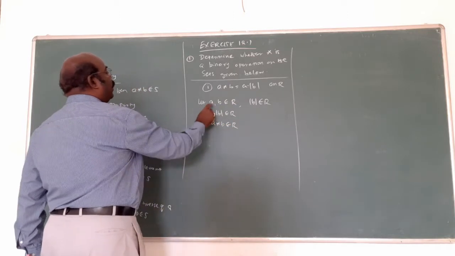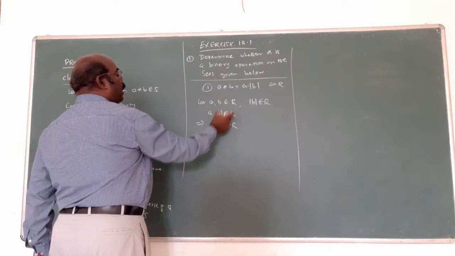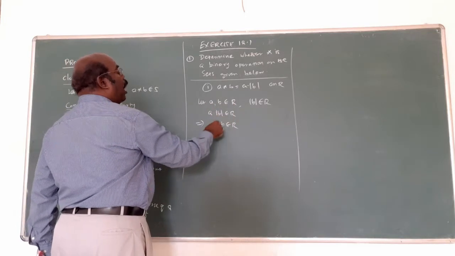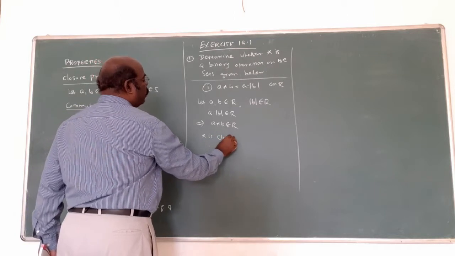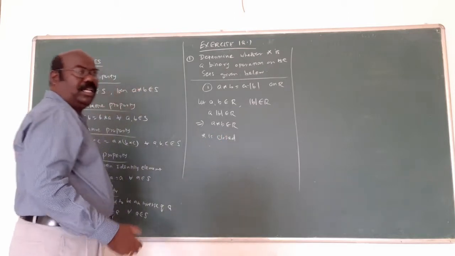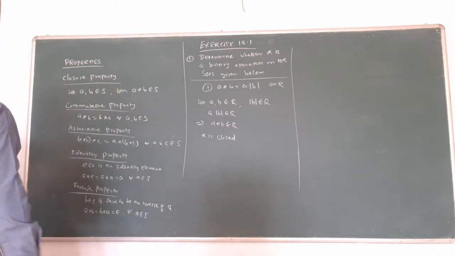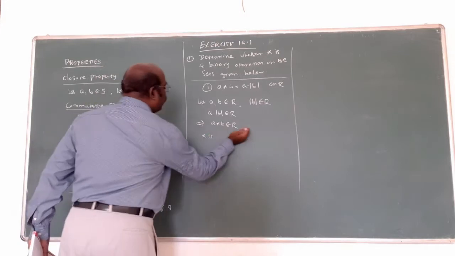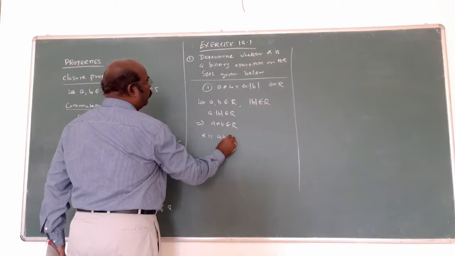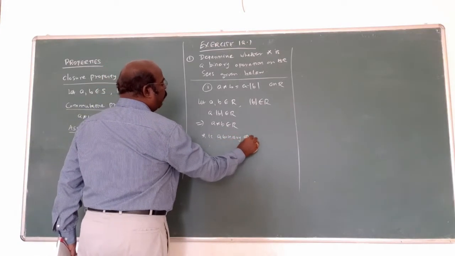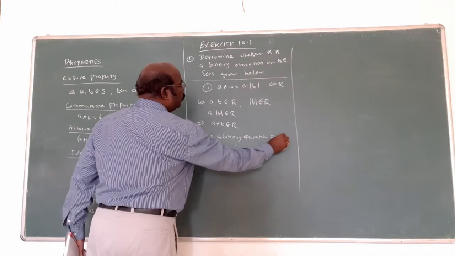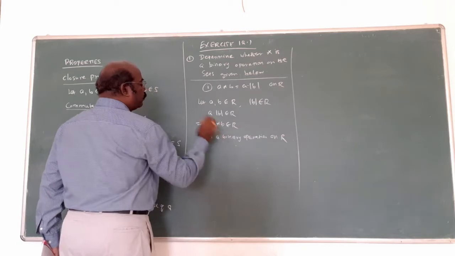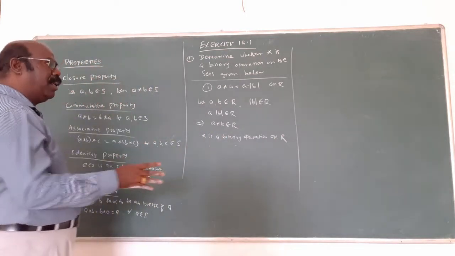I started with A, B belongs to R and ended with A star B also belongs to R. Therefore, star is closed. Closed means that it is a binary operation. Binary operations are closed with respect to R. Star is a binary operation on R. That is the answer. Am I right? Here comes the next one.